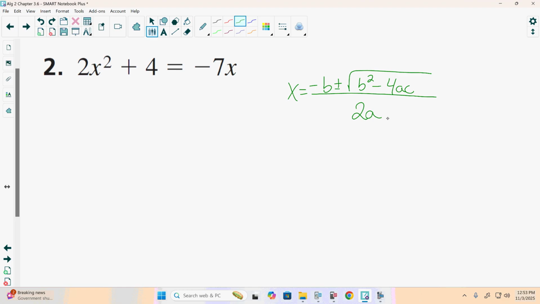Now the quadratic formula is given to us by the equation x equals negative b plus or minus the square root of b squared minus 4ac all over 2a. So this is our formula. Now to use it, the first thing we have to do is get the quadratic equation equal to 0. Got to get it equal to 0.